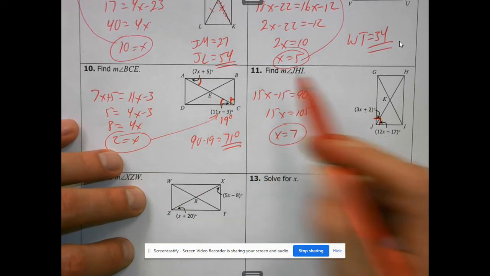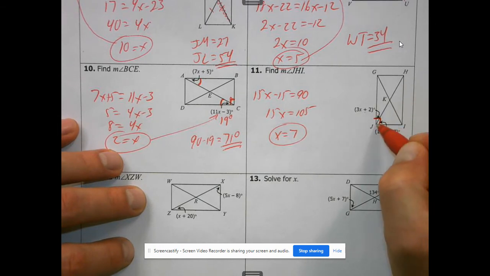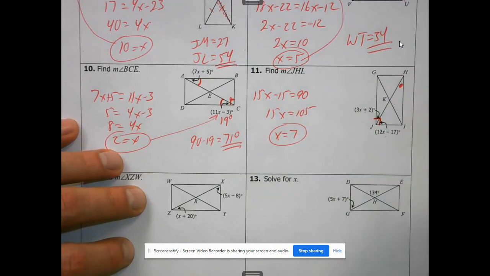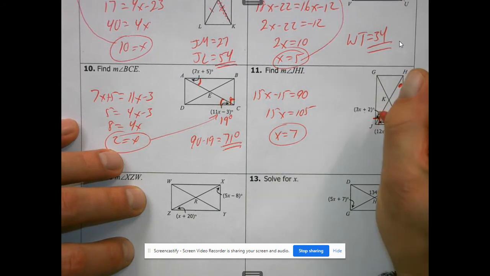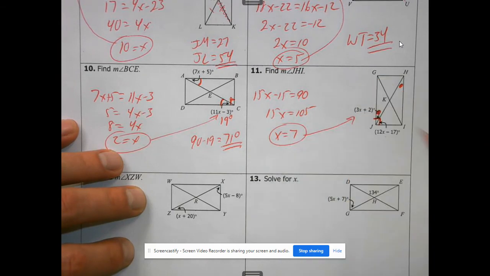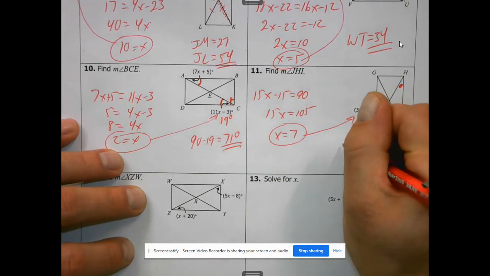Find angle JHI. JHI is right here. And I know that's the same angle as this guy right here. They're alternate interiors, right? Just plug it in right there. 3 times 7 plus 2, 23 degrees.